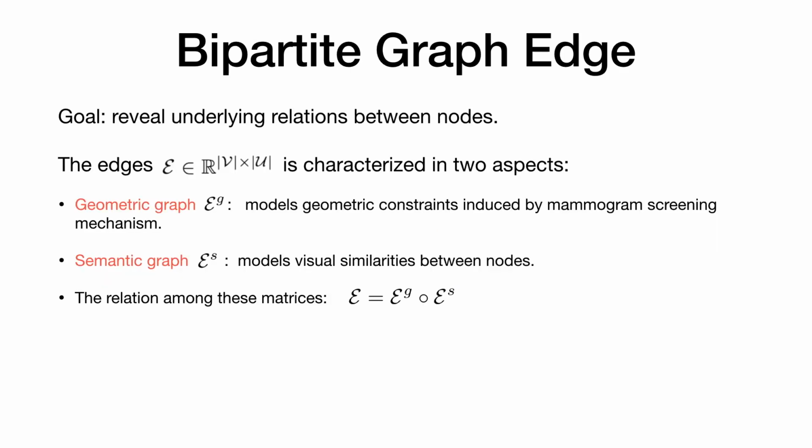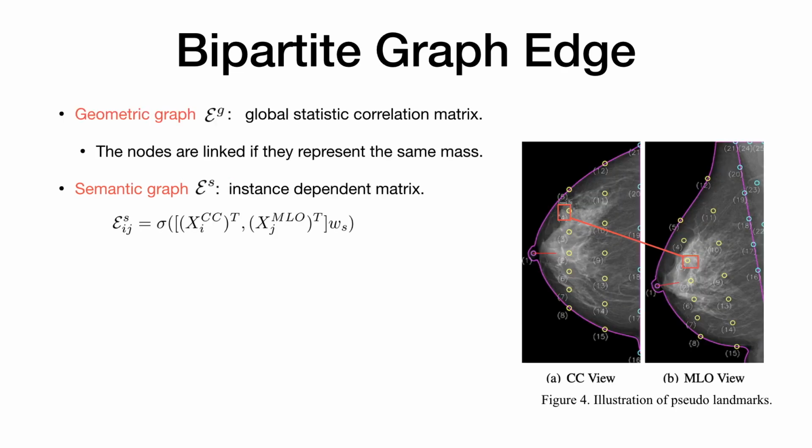Bipartite graph edges aim to reveal underlying relations between nodes, which can be characterized in two aspects: geometric graph and semantic graph. Geometric graph models geometric constraints induced by mammogram screening mechanism, while semantic graph models visual similarities between nodes. The equation illustrates the relation of these matrices.